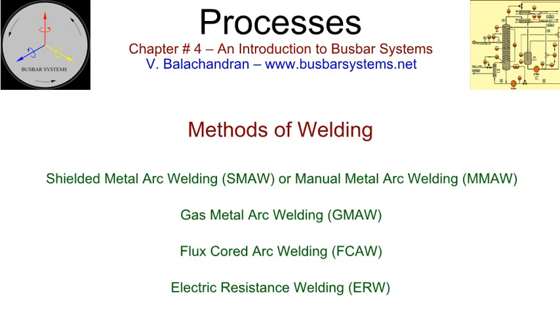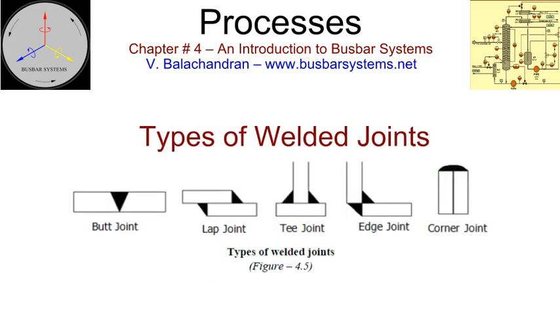Methods of welding. The welding method adopted in the manufacture of busbar systems is product-specific. The industry has matured and there is near unanimity on the method to be adopted for a specific metal, based on its application and desired performance. Shielded metal arc welding, SMAW, or manual metal arc welding, MMAW. Gas metal arc welding, GMAW. Flux cored arc welding, FCAW. Electric resistance welding, ERW.